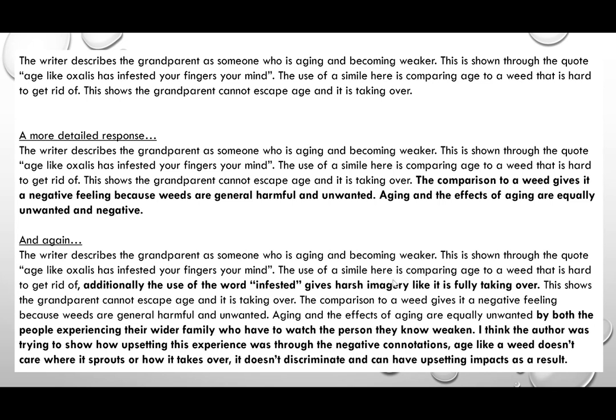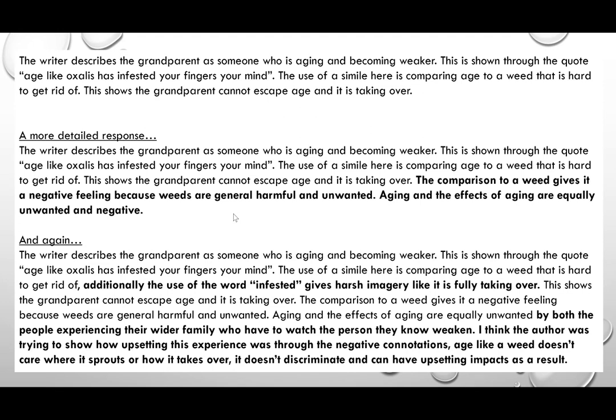So you can see that I've got bold here, and then I've got bold at the bottom here. So I've used slightly better language in this one, and I've analysed the language feature a little bit more. So the writer describes the grandparent as someone who is aging and becoming weaker. That's the same. This is shown through the quote, "age like oxalis has infested your fingers, your mind." The use of the simile here is comparing age to a weed that's hard to get rid of. That's the same. Additionally, the use of the word infested gives harsh imagery, like it is fully taking over. So that's the only difference for that first bit, so a little bit more analysis of language.